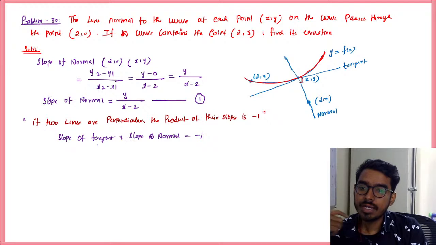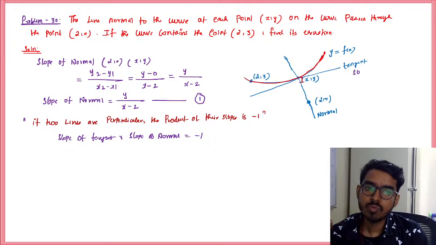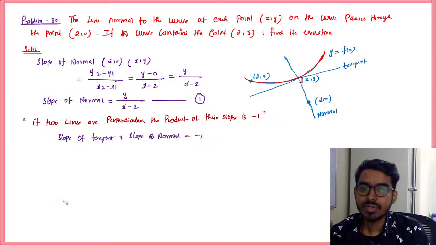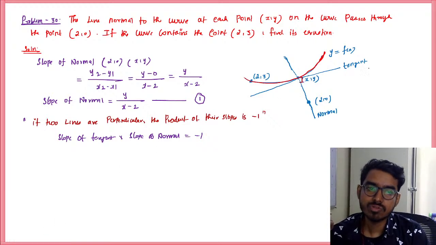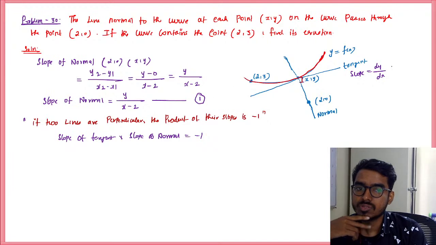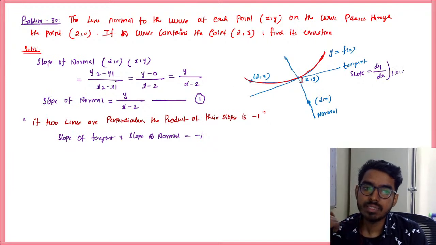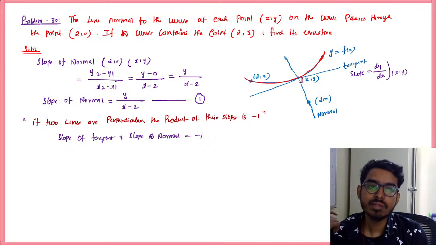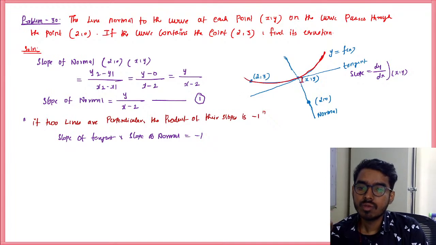So that means, what is the slope of the tangent? It is nothing but dy by dx, very simple. We have a curve y at a point x comma y, so the slope will be dy by dx at the point x comma y. This will be some number, and that will be the slope.